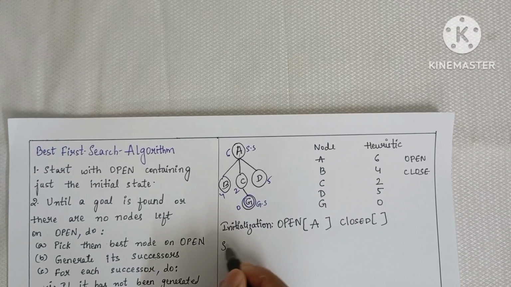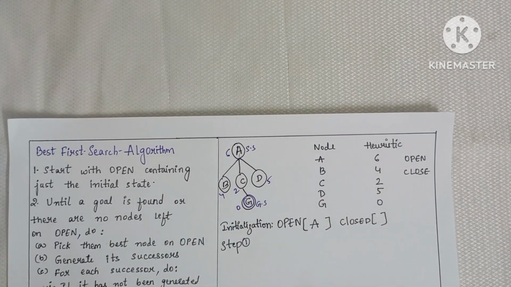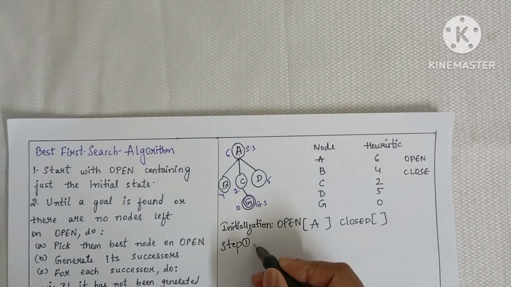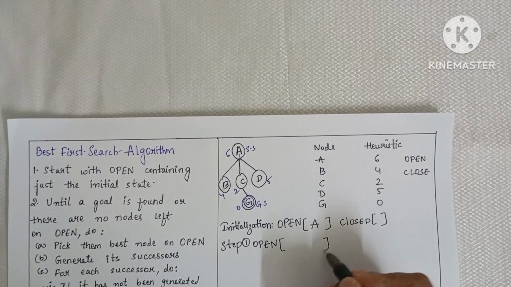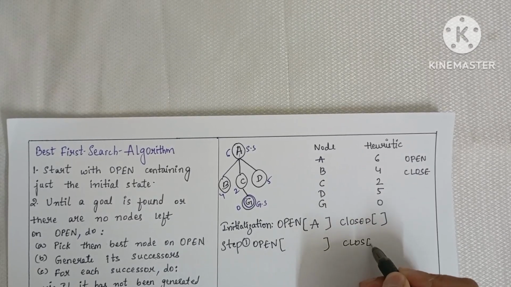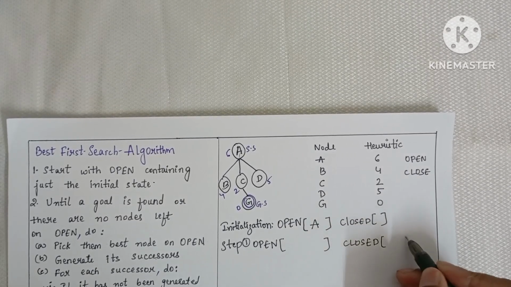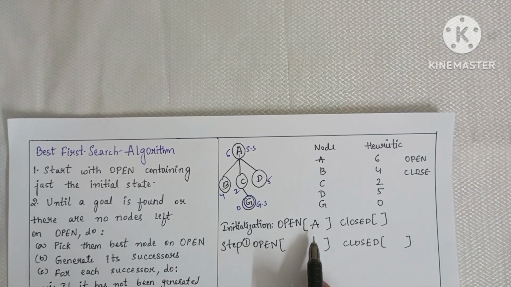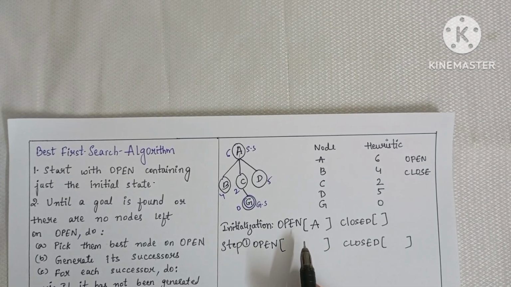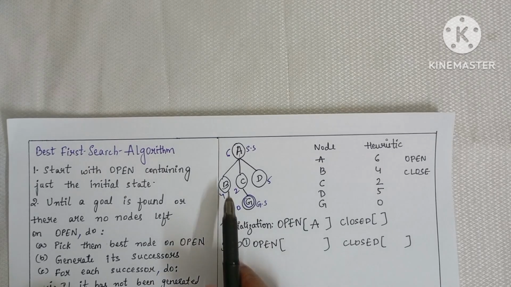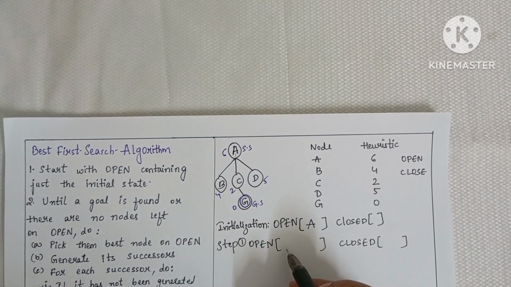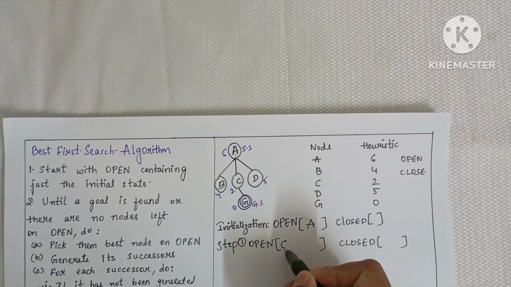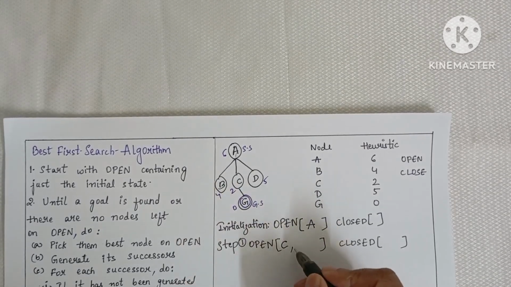Now let us move to step 1. Now we have to pick A from the open and generate its successors. So let us see what comes in open in the step 1 and what comes in the closed list in this step. So we have to explore the node A. The successors of node A are B, C and D. So we have to write B, C and D here. Write all these successors here.